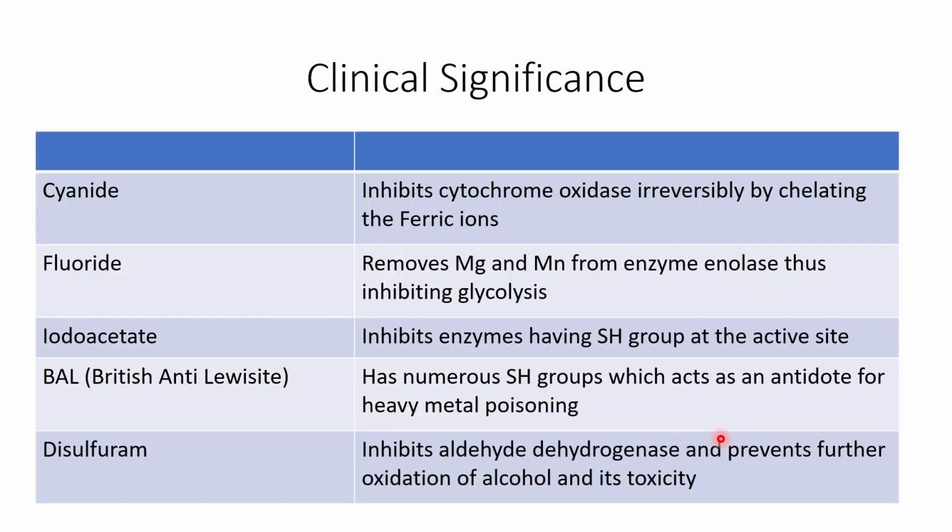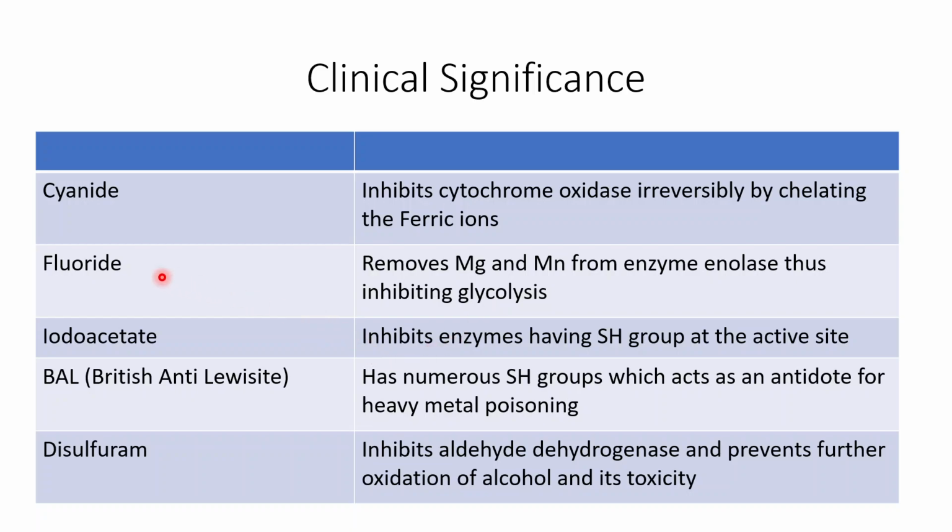Let us look at a few clinical examples. Cyanide inhibits the enzyme cytochrome oxidase. How? Because it irreversibly chelates the ferric ions. We saw it's a metallic enzyme, cytochrome oxidase, which contains iron. If iron is chelated by cyanide, then the enzyme becomes inhibited. Similarly, fluoride removes magnesium and manganese from the enzyme enolase and thus inhibits glycolysis.